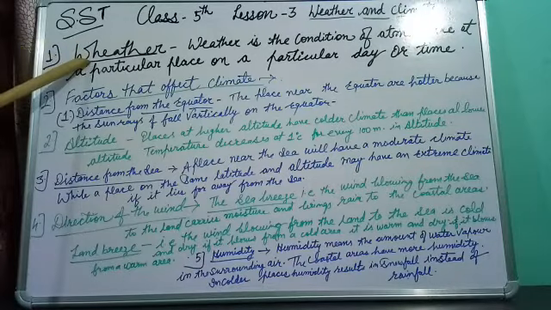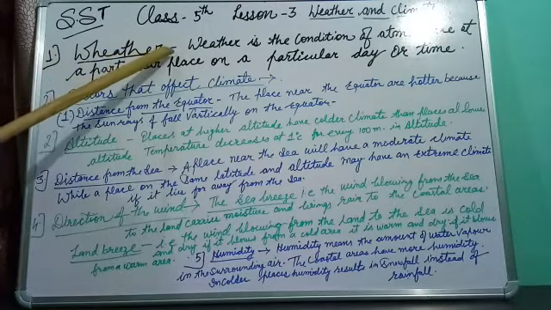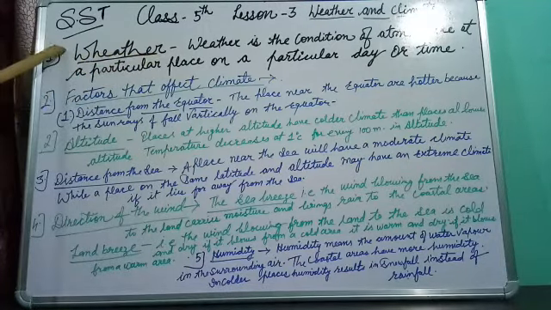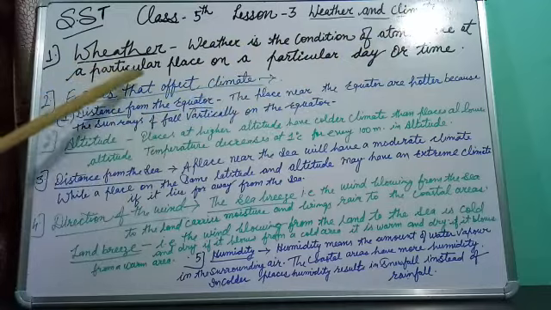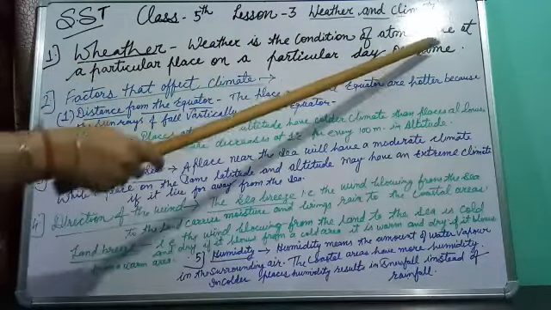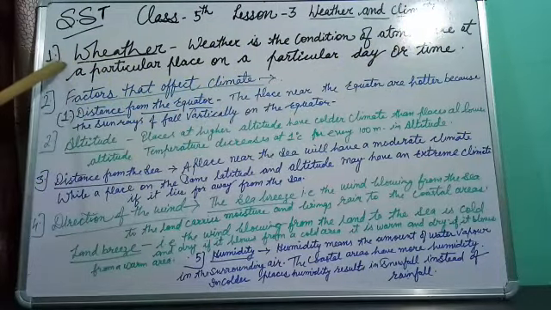Every day we watch the weather report on TV or read the weather forecast in the newspaper and plan our clothing and activities accordingly. Thus, weather is the condition of the atmosphere at a particular place on a particular day or time. The condition of air, temperature, wind, humidity and rainfall at a particular time determines the weather of that place.